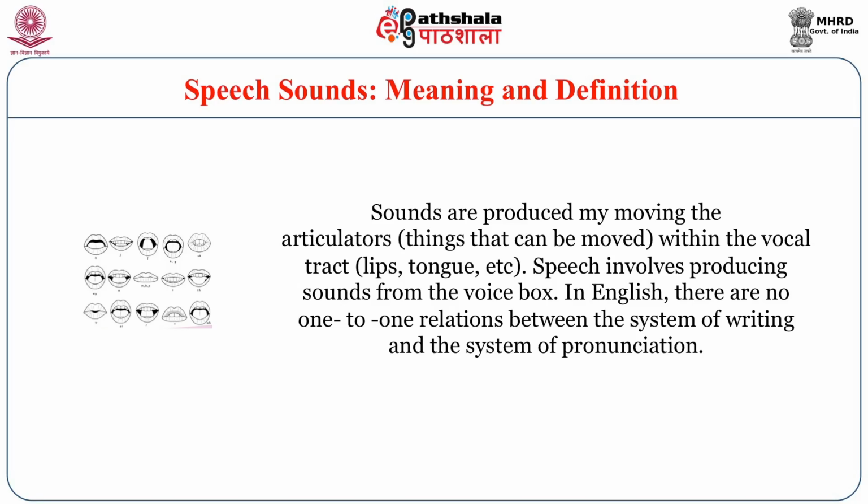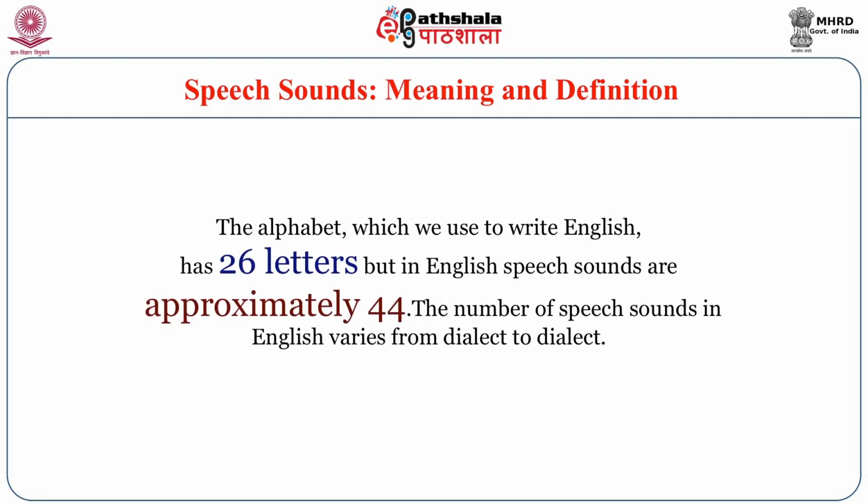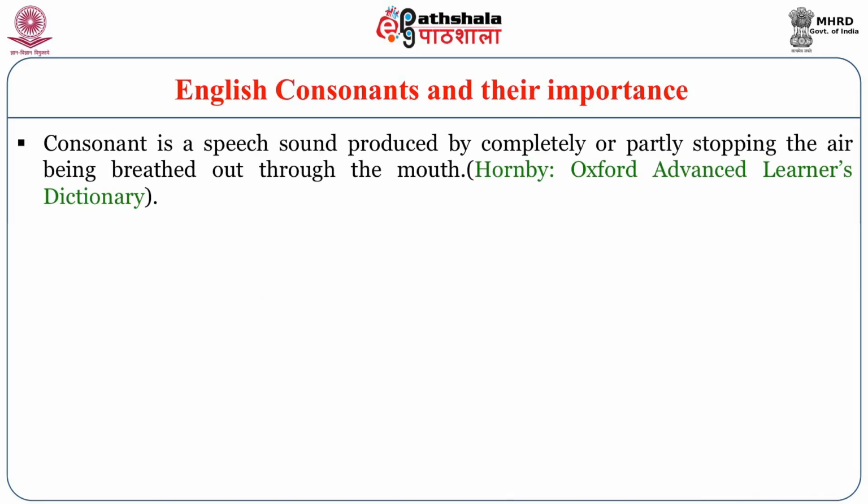In English, there is no one-to-one relation between the system of writing and the system of pronunciation, producing sounds. The alphabet which we use to write English has 26 letters. But in English speech, sounds are approximately 44. The number of speech sounds in English varies from dialect to dialect. Now, English consonants and their importance is essential to understand.